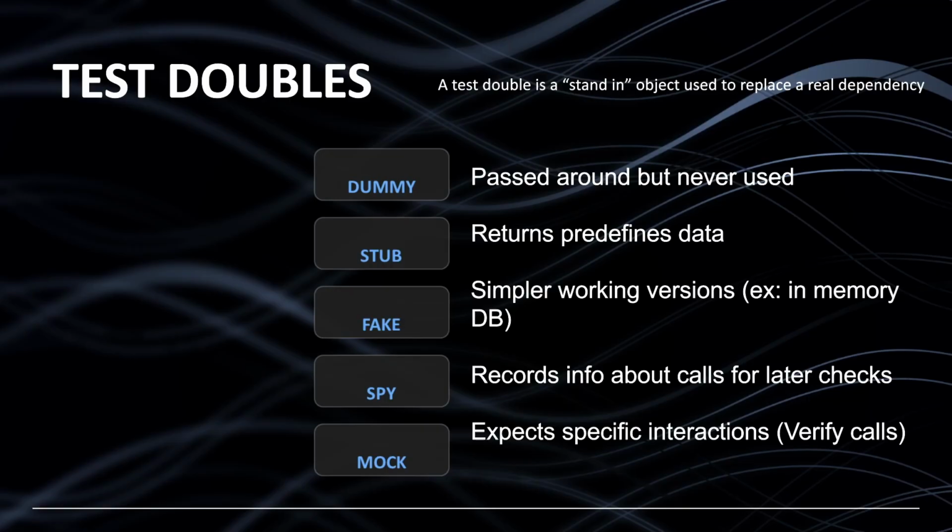And a mock is specifically used to verify interactions. So a mock is not just returning data, it's also checking whether methods were called, how many times they were called, and with what arguments. This is where Mockito becomes useful, because Mockito helps create mocks easily.